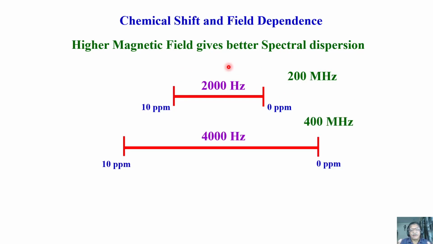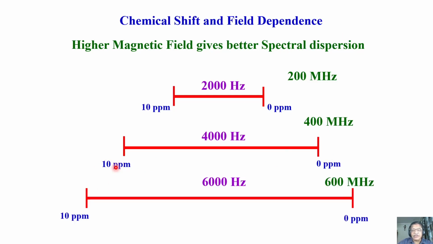Let us say the same spectrum is taken at a 400 megahertz spectrometer. What is 0 to 10 ppm here? For 10 ppm, you simply multiply by 400 to express in hertz. So it becomes 4000 hertz. Now I'll go to a 600 megahertz spectrometer. See the spread now. Again multiply 10 by 600, you get 6000 hertz.